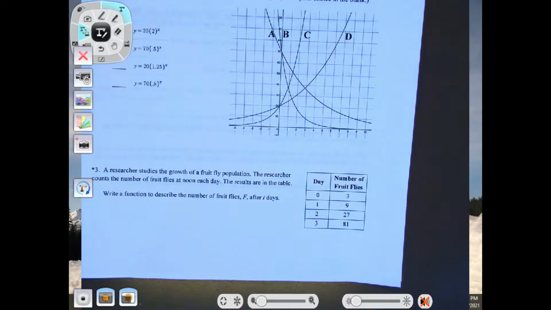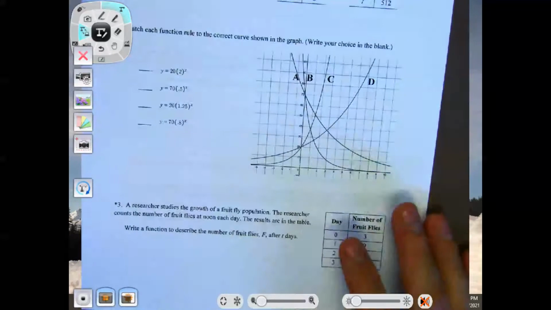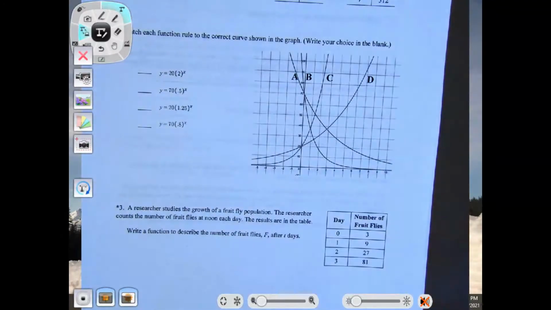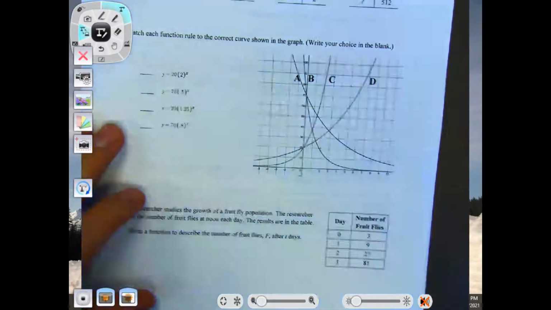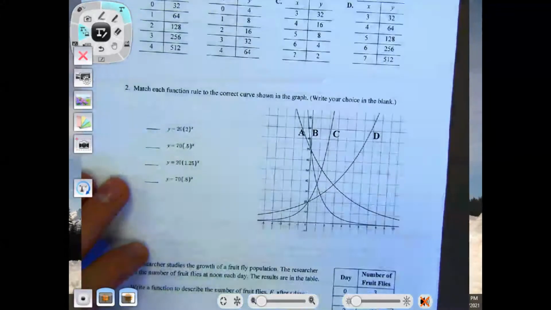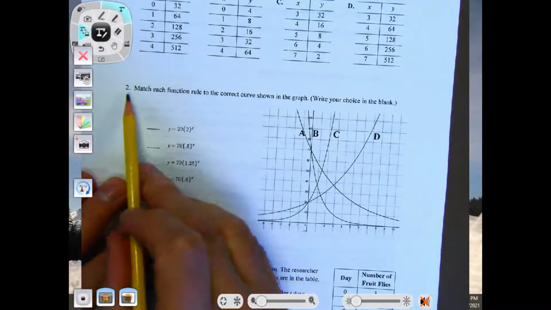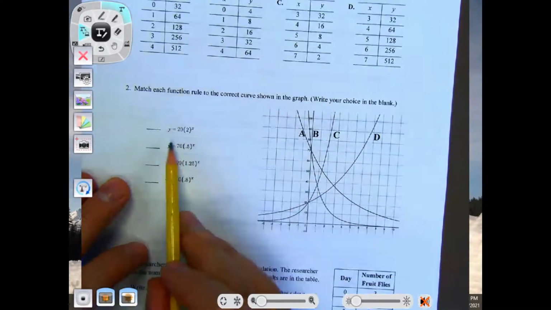Hey, Mr. Tallman here. We're going to be going over the Unit 6 review, questions 2 and 4. Okay, so take a look at this. Here we have question 2, and we're trying to match each one of these graphs with their functions.